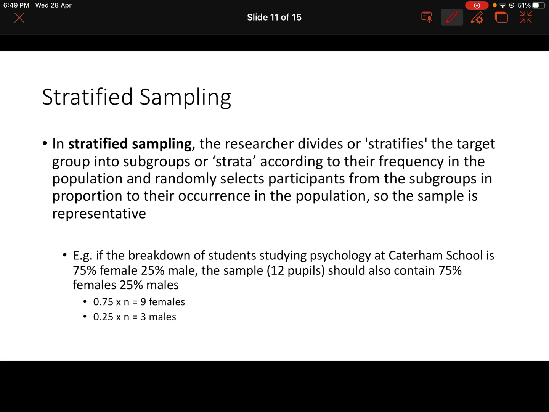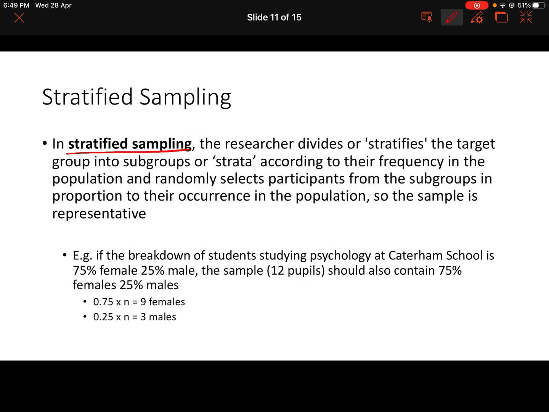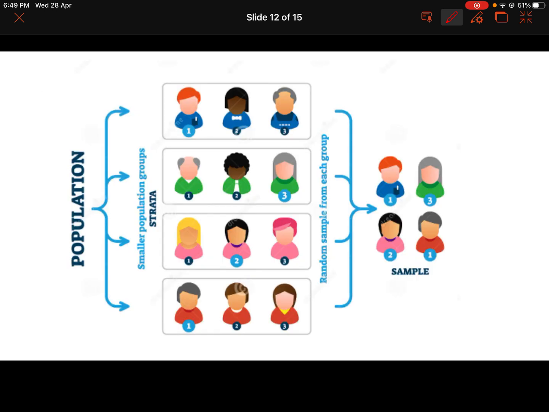Okay, let's look now at stratified sampling. A hefty definition, but in just a moment I'll show you an image that I hope will break this down for you. So, a stratified sample is where the researcher divides, or what we call stratifies, the target population into subgroups or strata. So basically we're taking the population and we're breaking them down into different subgroups according to their frequency in the population. So let's start there.